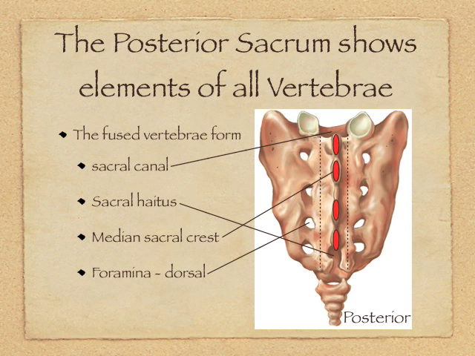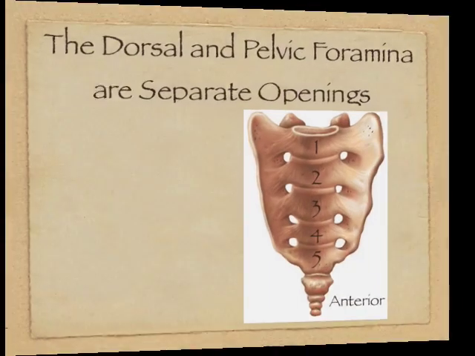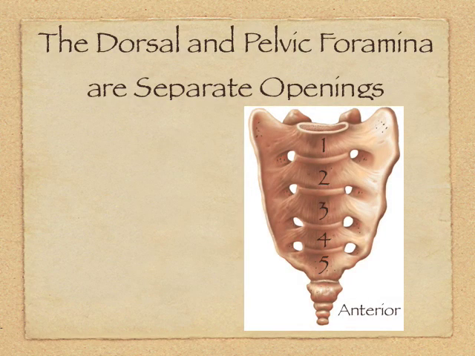There are also holes that you see here that would be like the intervertebral foramina. This is known as a dorsal foramina. And let's explain that just a little bit more, because the foramina that are on the opposite side are called pelvic foramina. And the dorsal and pelvic foramina seem to be the same hole because they're lined up, but they are actually separate openings from the sacral canal.